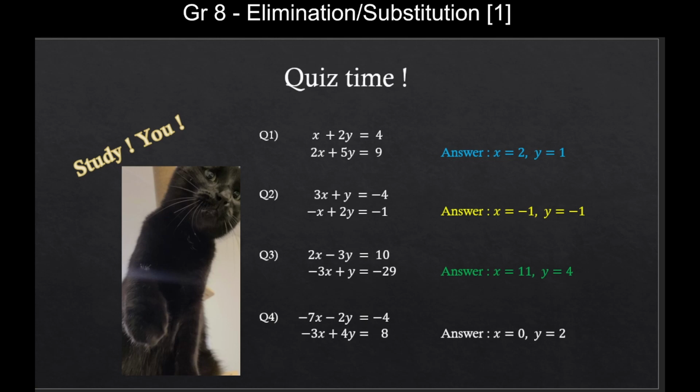I hope you were able to focus on your calculations. Now, the answer for question 4 is x is equal to 0 and y is equal to 2. There's nothing wrong with x being 0, okay? It could still be part of the answers.